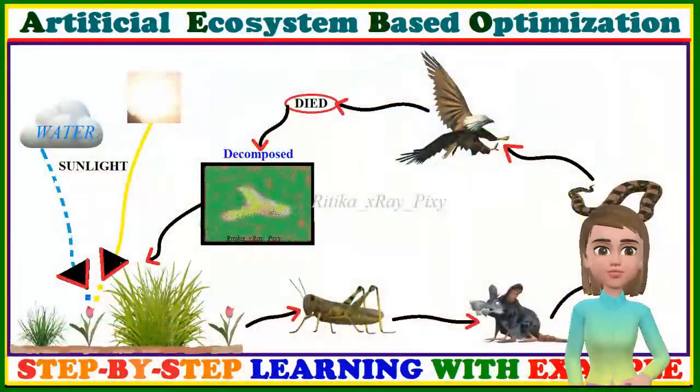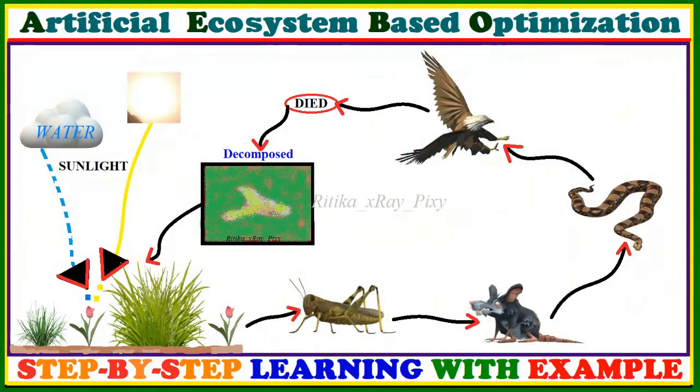Now you can see here we have the food chain. In the food chain, we have plants as producers, as plants can make their own food using water, sunlight, and nutrients present in the soil. And you can see we have the primary consumer, grasshopper. It can take energy from the producer. And we have the secondary consumer, rat, which can take energy from the grasshopper. And next we have the snake. The snake can take energy from the rat.